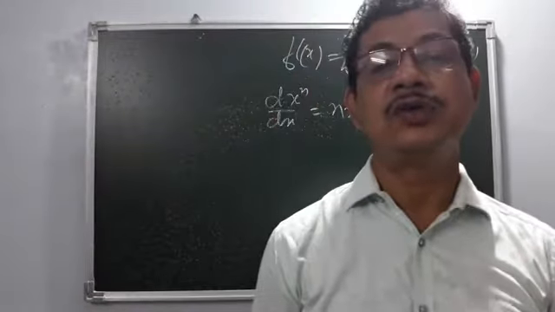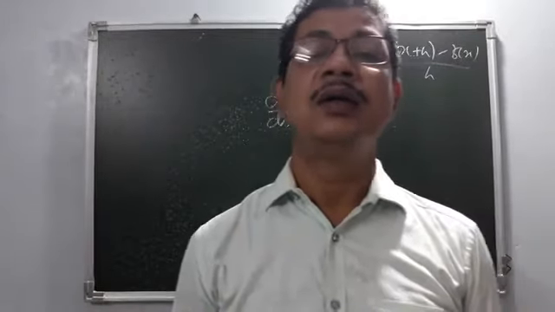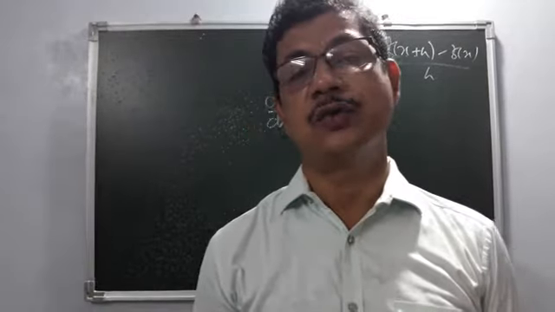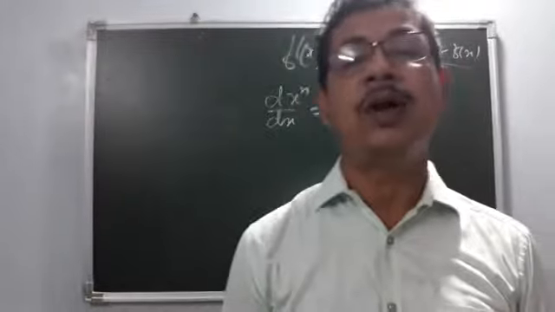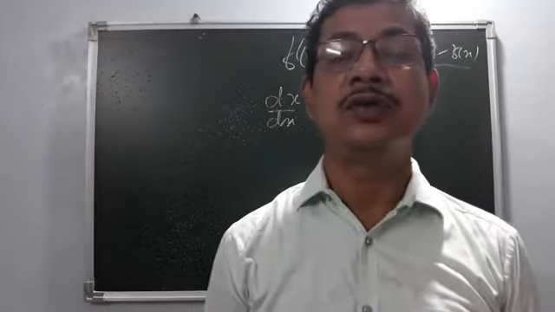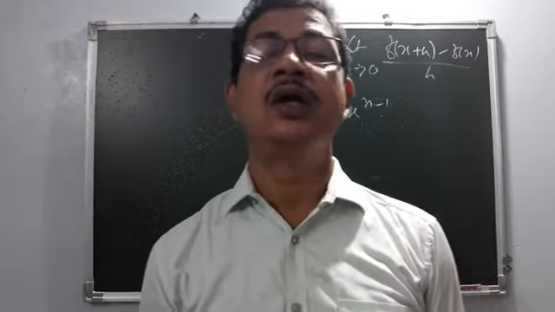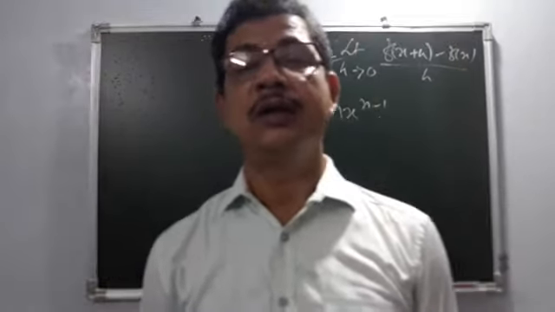Differentiation of cot inverse x is what? Minus 1 by 1 plus x square. Differentiation of sec inverse x is what? 1 by x root over x square minus 1. Differentiation of cosec inverse x is minus 1 by x root over x square minus 1.